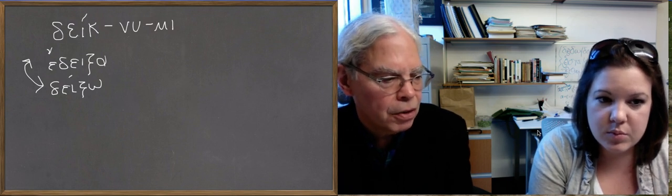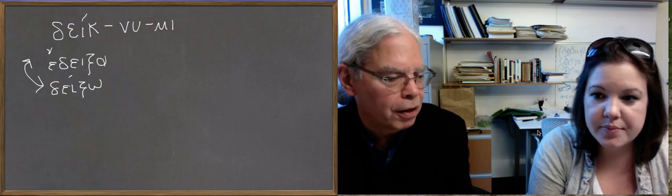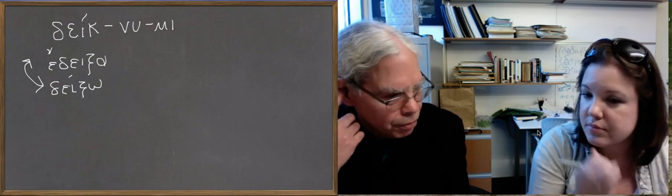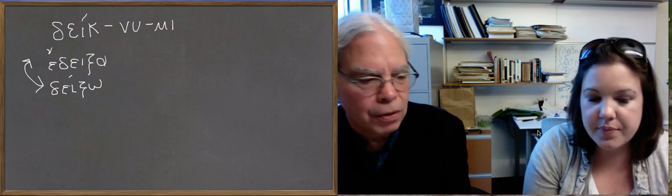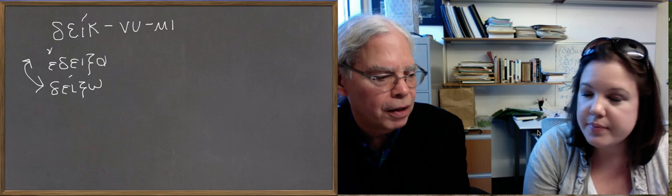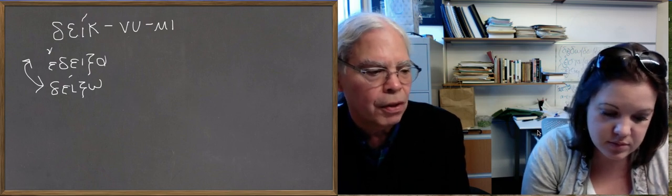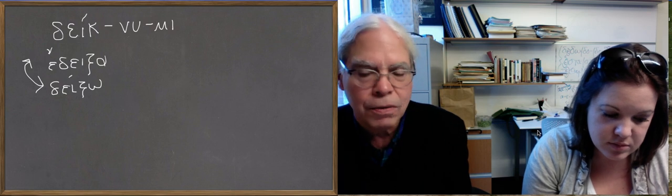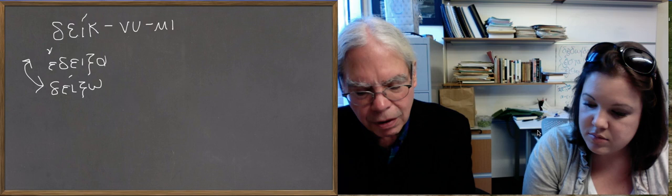So you've got deiknumi, deiknus, deiknusi, the endings we're getting used to from the thematic verbs. Deiknumen, deiknute, deiknuasi, that's the third person plural. And then the imperfect: edeiknun, edeiknus, edeiknu, edeiknumen, edeiknute, and the third person plural, edeiknusan. You can see these forms in the book on page 399.